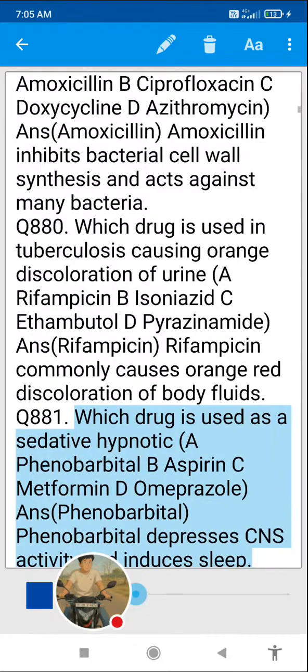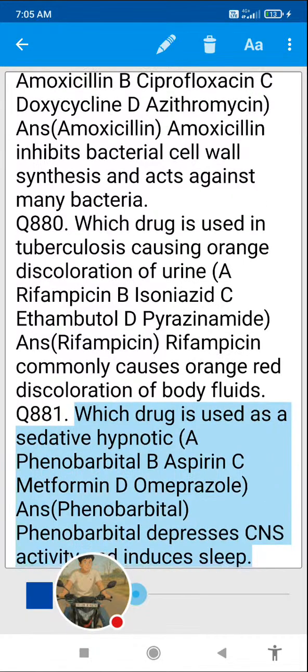Q881. Which drug is used as a sedative hypnotic? A. Phenobarbital. B. Aspirin. C. Metformin. D. Omeprazole. Ans. Phenobarbital depresses CNS activity and induces sleep.